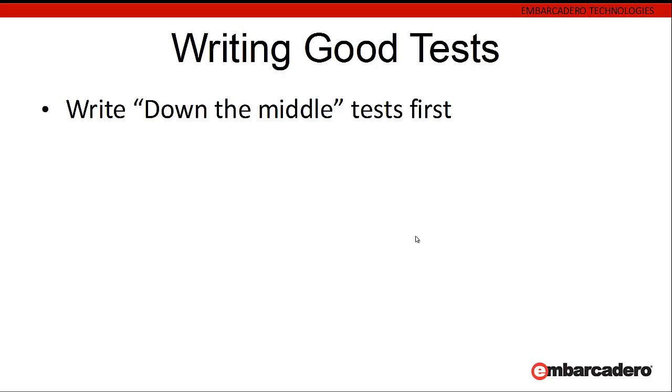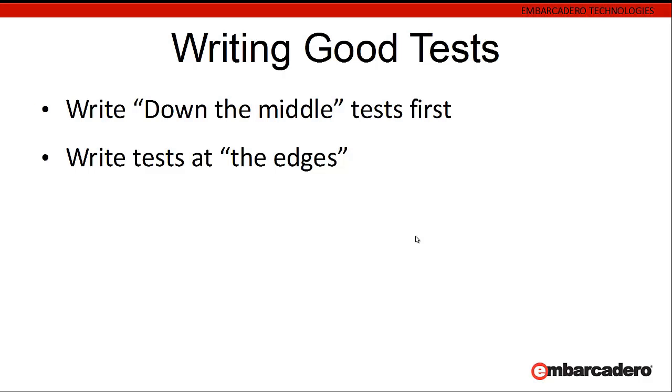Write down the middle tests first. That is, write the tests that are sort of the sweet spot in your tests. If you're doing addition and subtraction in a math unit or something, you might want to make sure that 2 plus 2 equals 4. That's sort of a down the middle of the plate test. Do those first, and then follow those up with tests at the edges, as we discussed before.